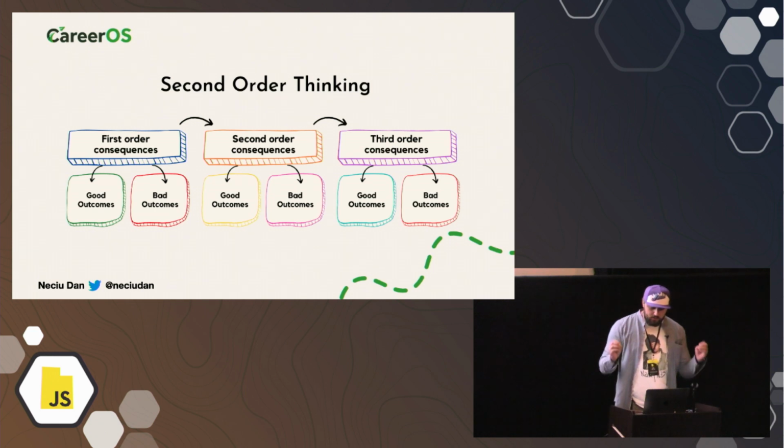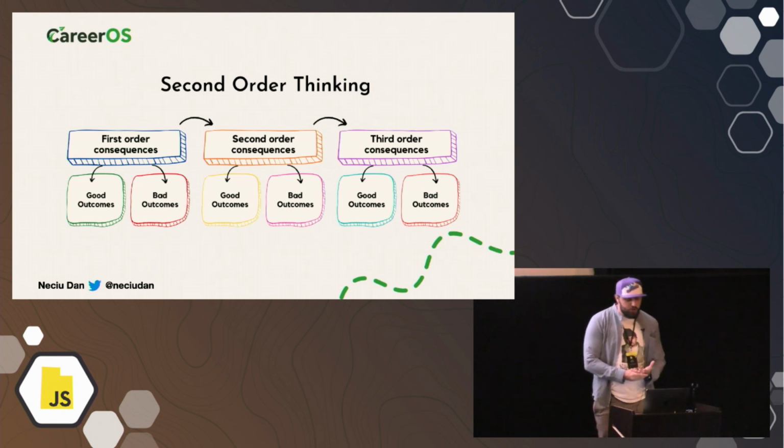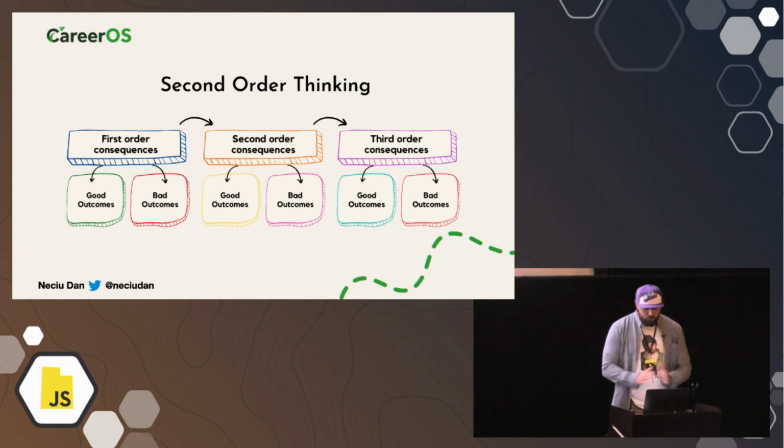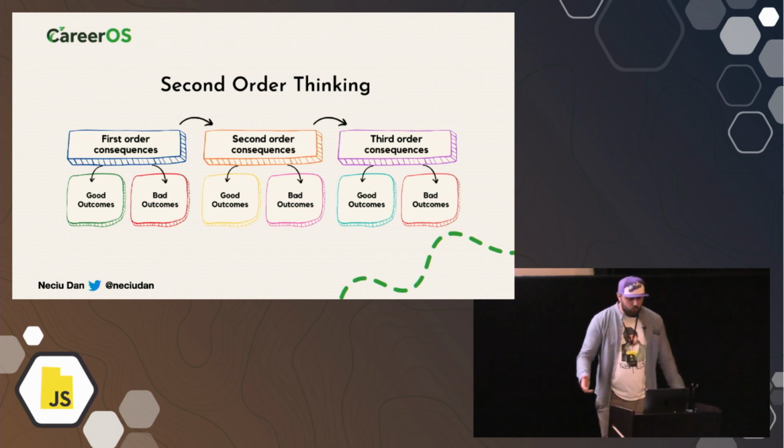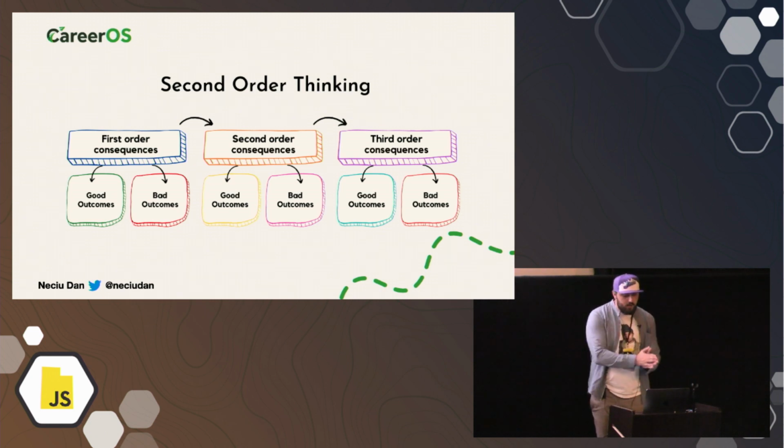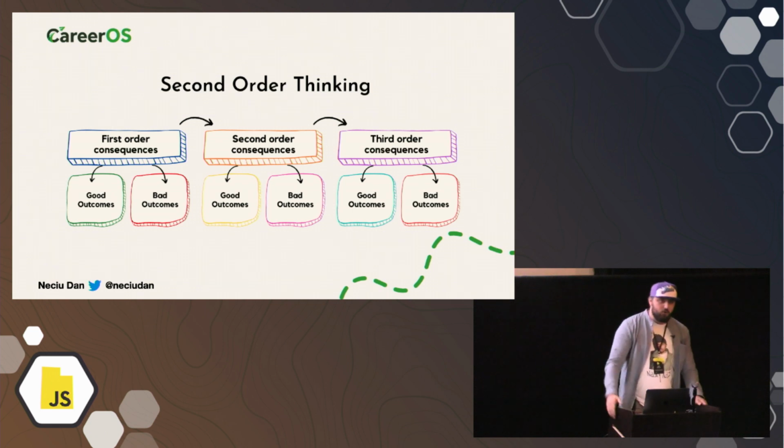I'm going to start with a common mental model called second-order thinking, which says that when coming up with a solution, don't focus just on the solution itself, but also on the effects the solution will have across the system. So when you're building a feature or a project, think about consequences. What are the first-order good outcomes and bad outcomes? Let me give you a proper example.